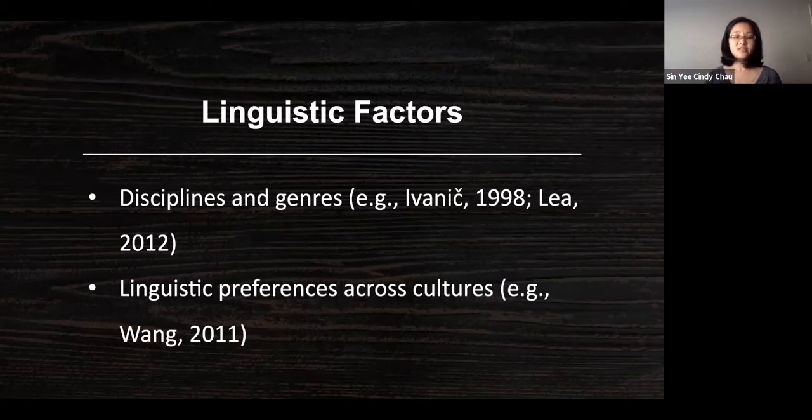Next, linguistic preferences across cultures. In academic English classrooms, we try to teach students to write topic sentences, and we ask them to support them with details after the topic sentences. But in other cultures, such as Vietnamese writing or Chinese writing, actually students do not have this understanding.